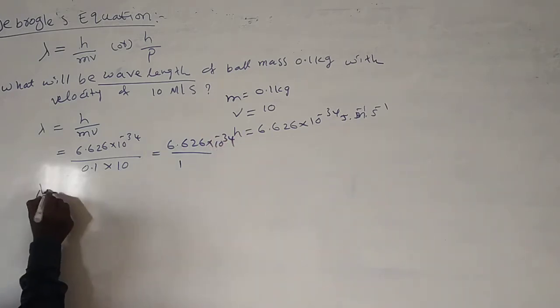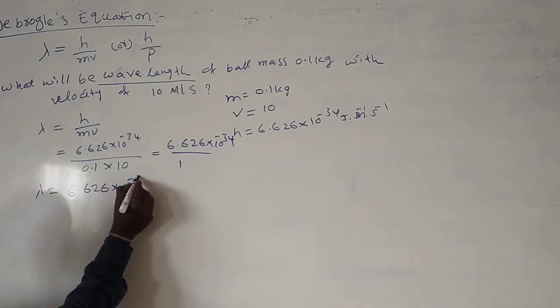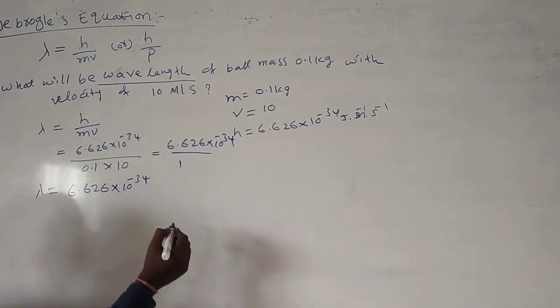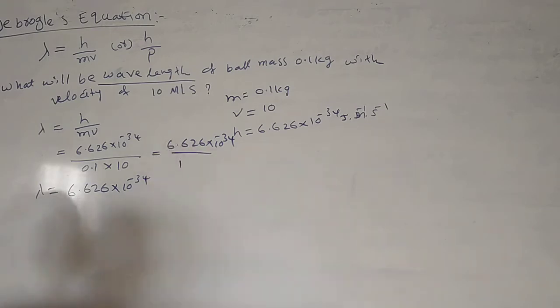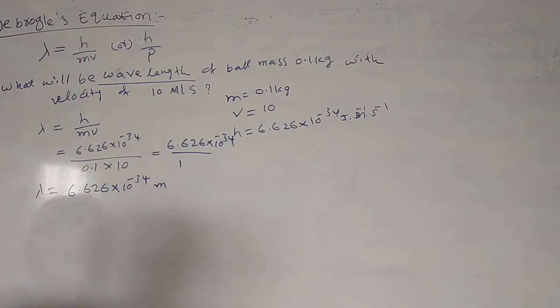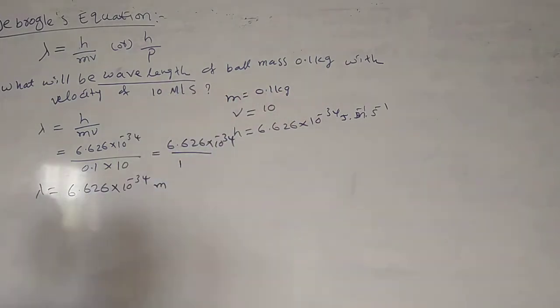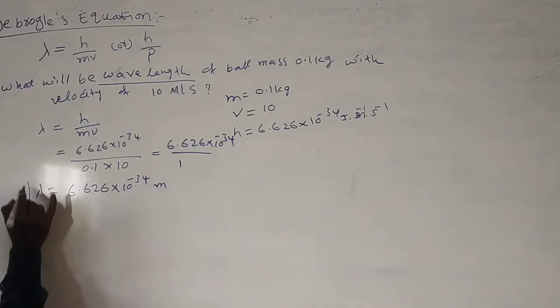Now lambda is equal to 6.626 into 10 to the power of minus 34, divided by 1, which is same. Here the data is given in kg, so the unit is meters. This is the lambda value.